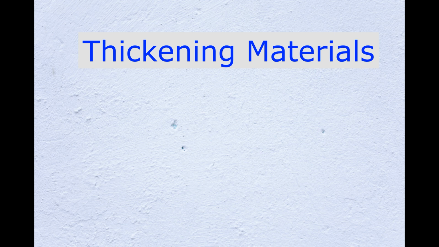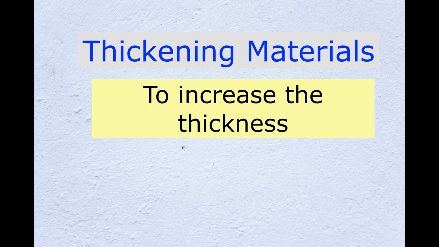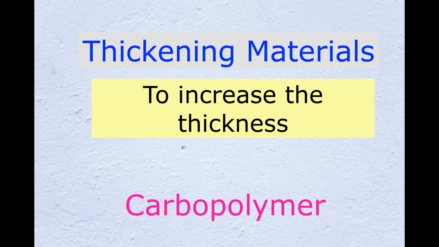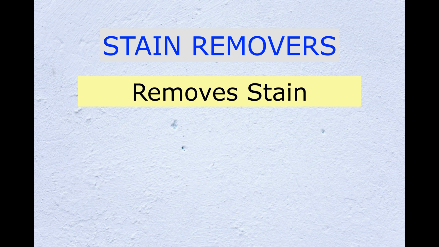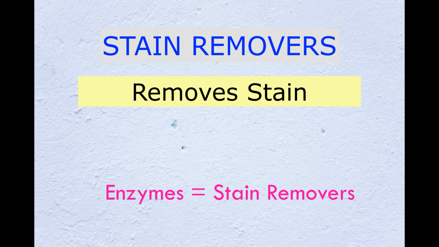Next, thickening materials. In home care cleaning products, sometimes we need to increase the thickness to achieve the perfect cleaning. But thickness is not necessary for all the products and all the time. Example for thickening material is carbopolymer. Next, stain removers. Surfactants are capable of removing the dirt, not stains. So we need to use stain removers. Enzymes are stain removers.